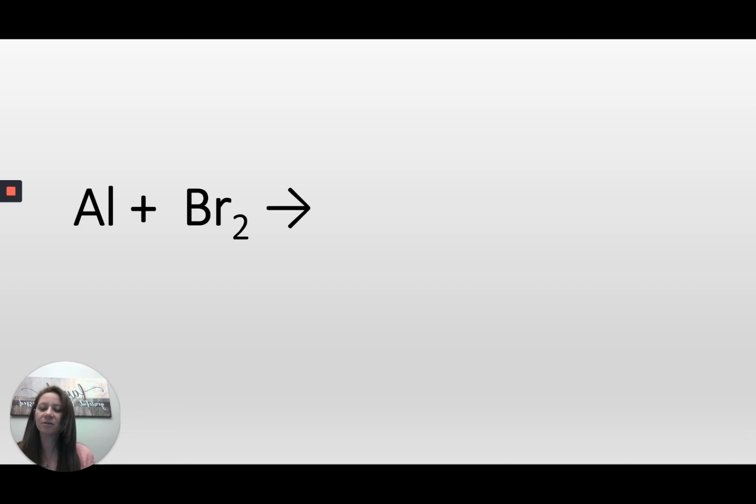Last one here. Aluminum plus bromine. Pause the video. This one is synthesis. I know that because I have 2 elements, so they're going to combine to form a neutral compound. Aluminum is Al3+, bromide is Br-. So AlBr3. And then to balance it, I would need 2 of these, 3 of these, and then 2 of these.